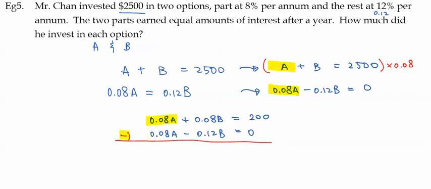0.08A minus 0.08A, they'll be gone. The A's will be gone. Then 0.08B minus negative 0.12B. Minus a negative becomes a plus. When we add them together, that's 0.2. And finally, on the right-hand side, 200 minus 0 will give us 200.